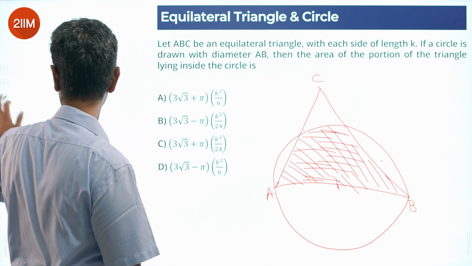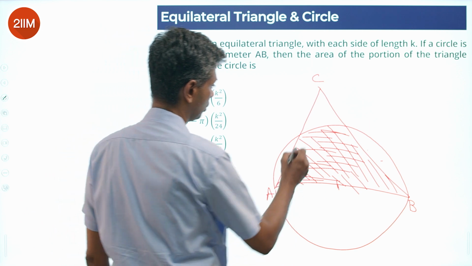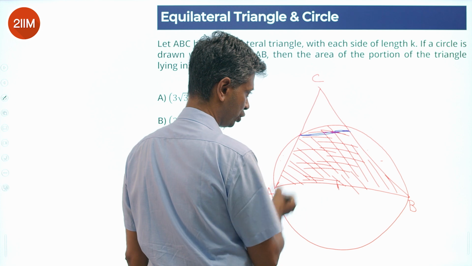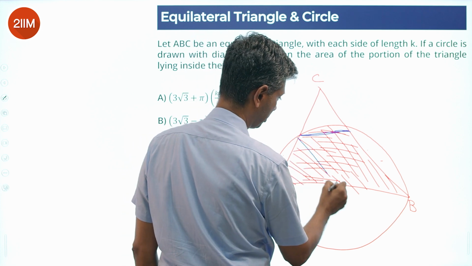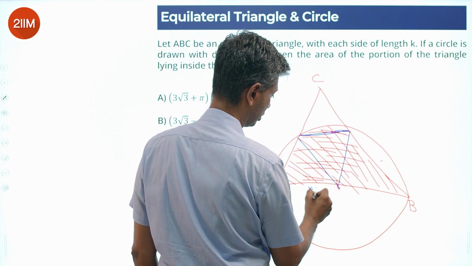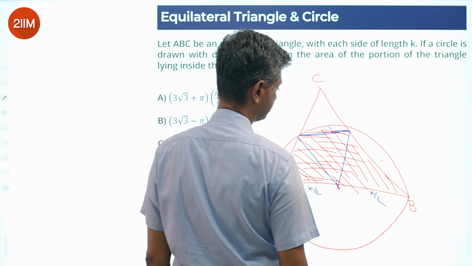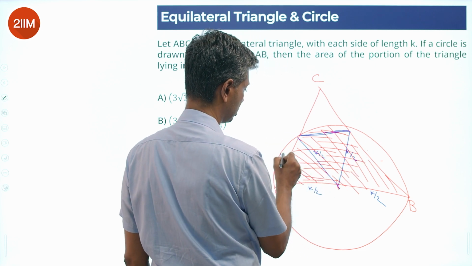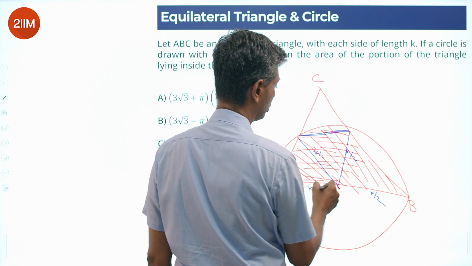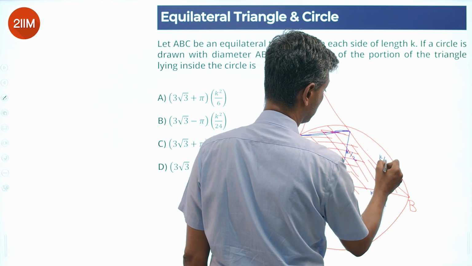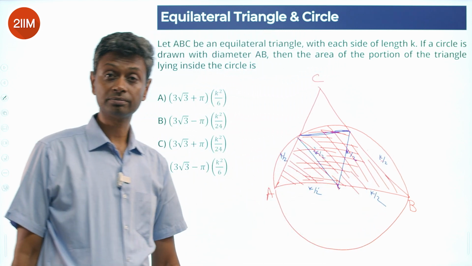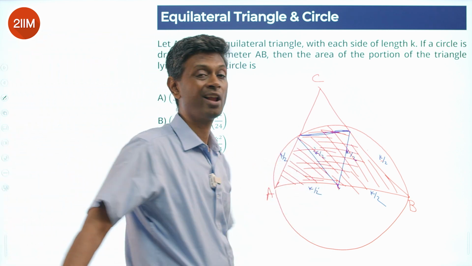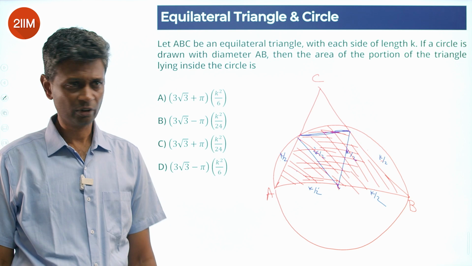Or I can say, this is very interesting. I can draw this chord, joining those two points. This is K by 2, this is K by 2, all K by 2, all similar, congruent triangles. I can say here there are 3 equilateral triangles of sides K by 2, and then I have to get that segment and add that up. And how do I find that segment?